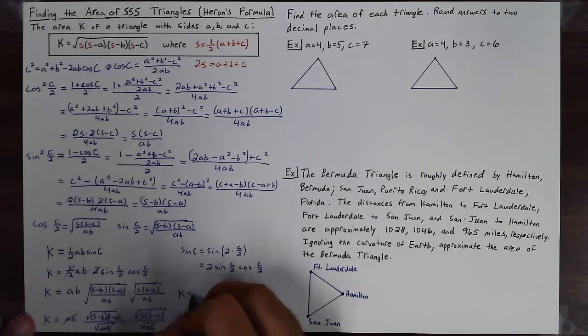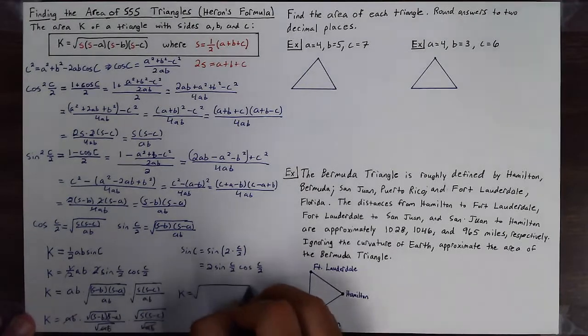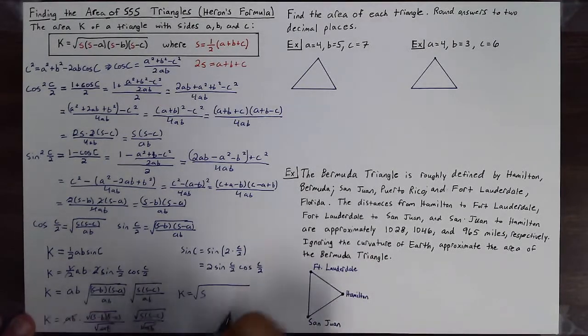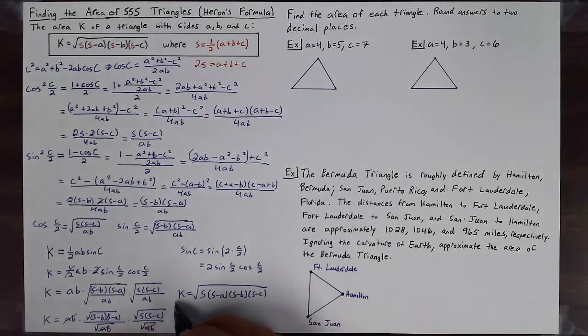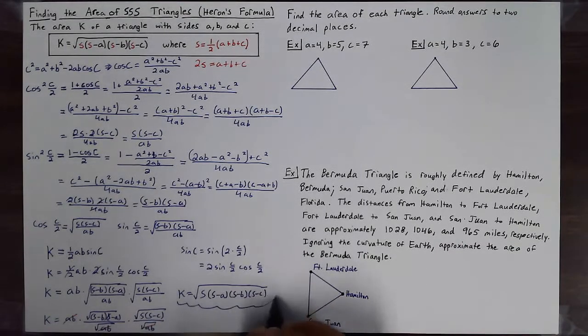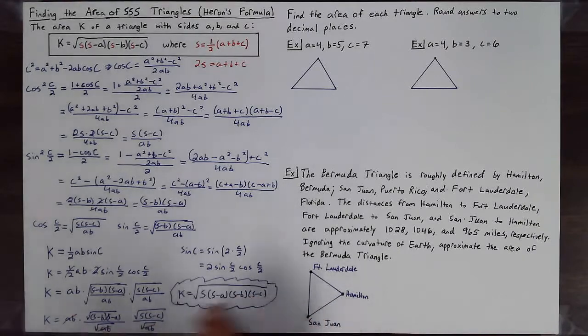It gives me that k is equal to the square root of s times s minus a times s minus b times s minus c. So that is where the formula comes from. And it was quite a handful to get there. But now that we have it, you're going to see how easy it is to use.